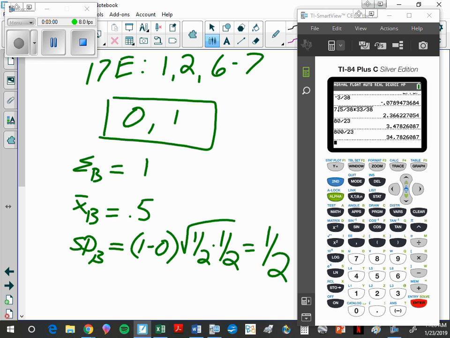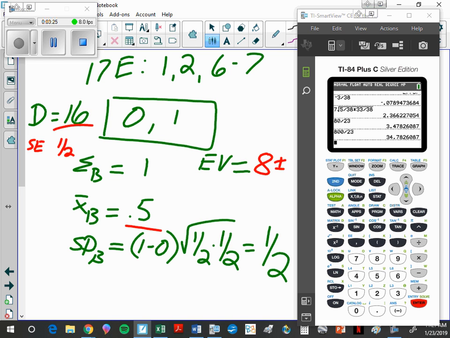So I want to play 16 times. So if I play 16 times, my estimated value is 8. Where do we get 8? We take 16 times the average of the box, which is 8. Plus or minus how much? Well, the SE is going to be 1/2, which is the SD, times the square root of 16. So 0.5 times 4 is 2. 8 plus or minus 2.